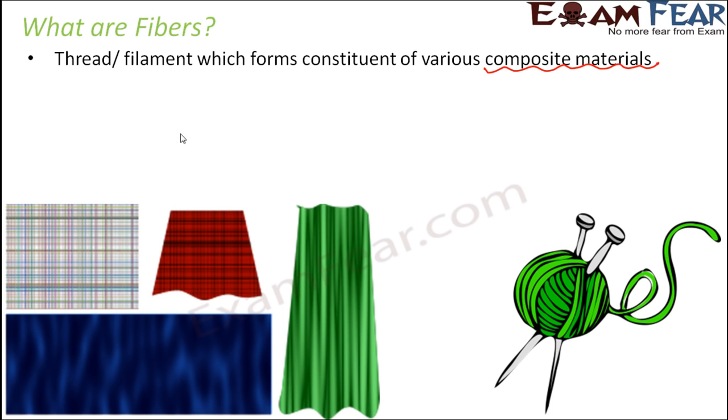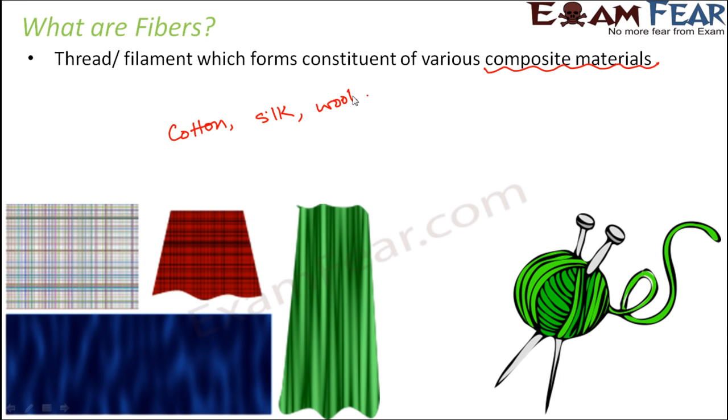Some examples of fibers are cotton, silk, wool. These are all examples of fibers. So basically, what do you understand? Fibers are thread-like structures, and many such thread-like structures together form a fabric.